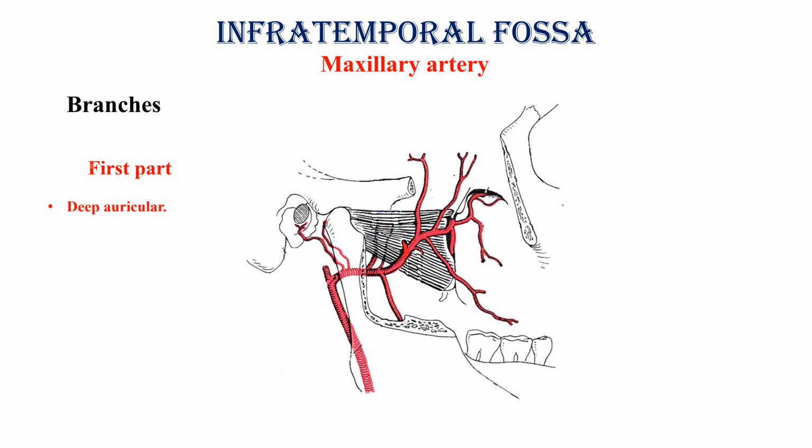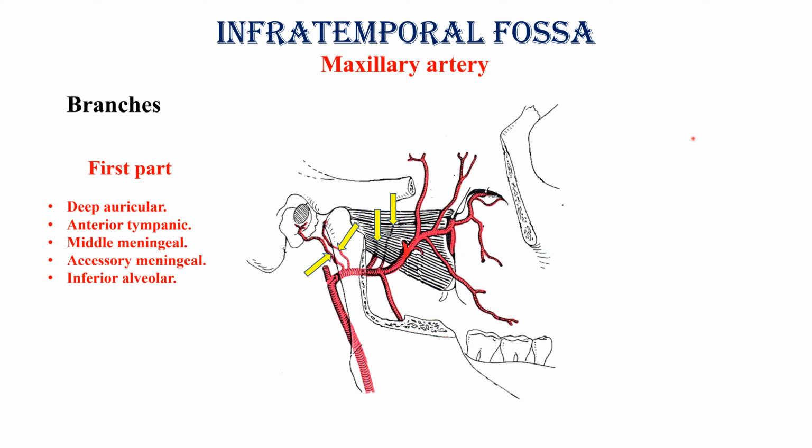From the first part, it gave named branches, 5 of them: deep auricular to the ear, anterior tympanic to the tympanic cavity, middle meningeal to the cranial cavity, the dura, accessory meningeal again goes to the cranial cavity to supply the dura, and lastly the inferior alveolar, the largest branch of it, which enters the mandibular canal to supply the teeth of the lower jaw.